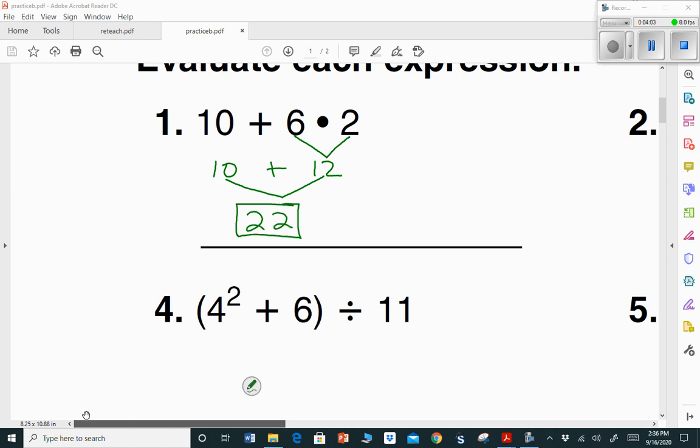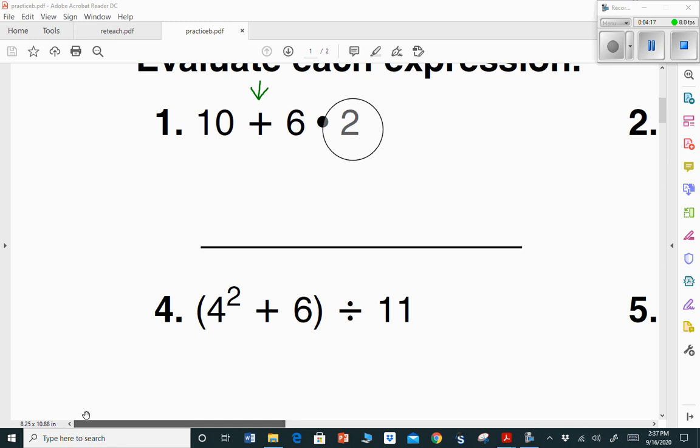So there's our answer. Would we have gotten a different answer if we had done the addition first? Yes, we would have. We'd have gotten 32, okay, and that would have been wrong. So it's super important that you take the steps in order.